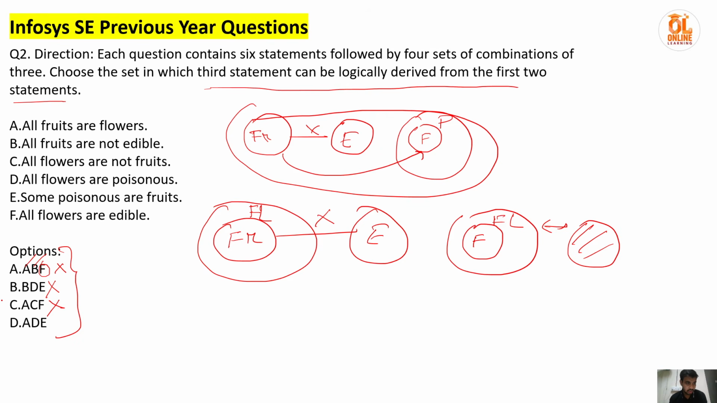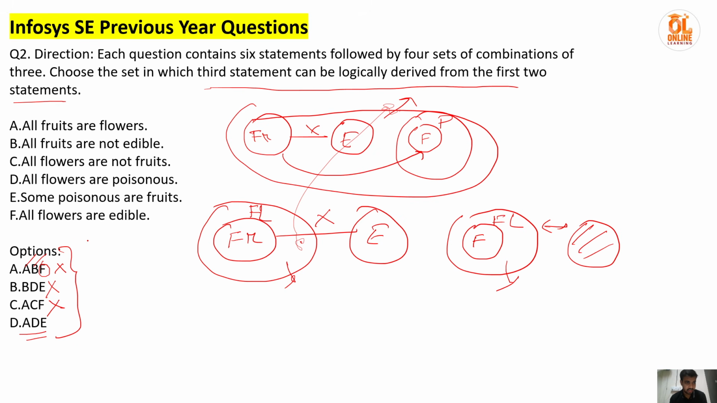So we have to see all these options separately. You cannot consider these statements together. You have to do it separately. Now let us move to the last option, that is ADE.